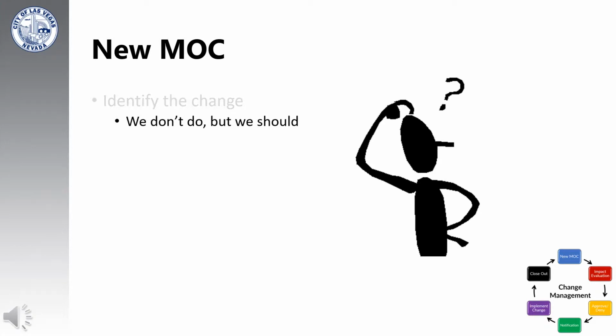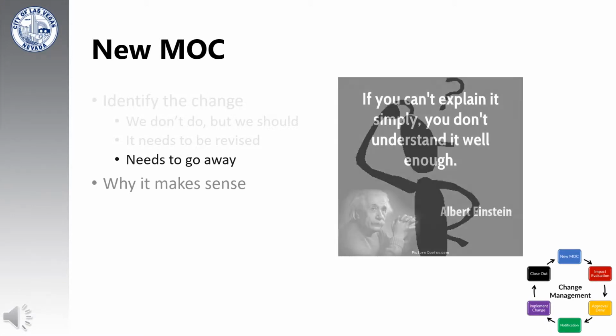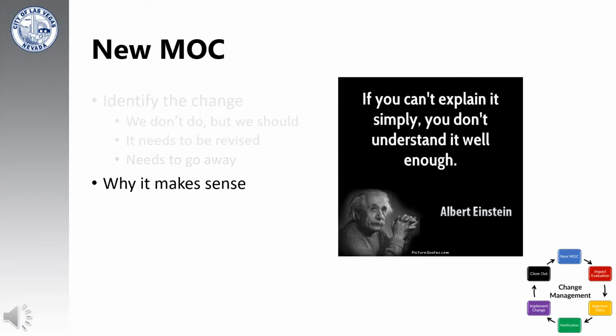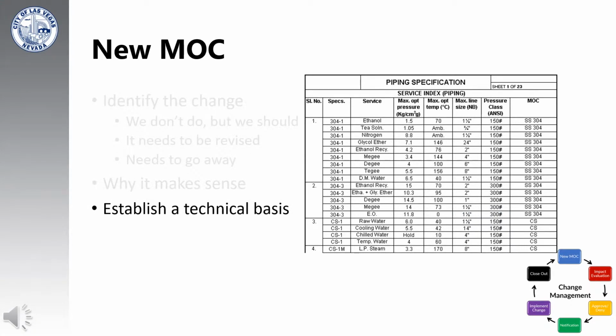To start a new MOC, first we need to identify what needs changed. Is it something we don't do currently but we should? Is it something we do have but it needs to be revised? Is it something that just needs to go away? Explain why that makes sense. And then finally, establish a technical basis. What documentation supports this change?